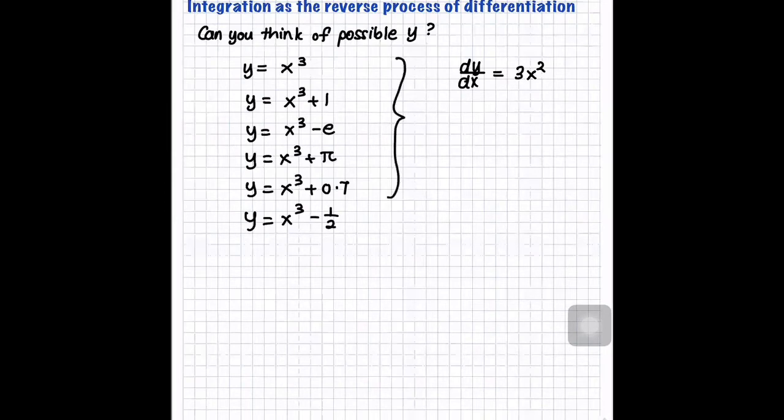This is the reason why every time you integrate, you put a plus c at the back. Your teacher always says, don't forget to put the plus c. The reason is the constant is not going to affect your solution. So generally what I can write is x cubed plus c. That is the reason for adding a plus c.